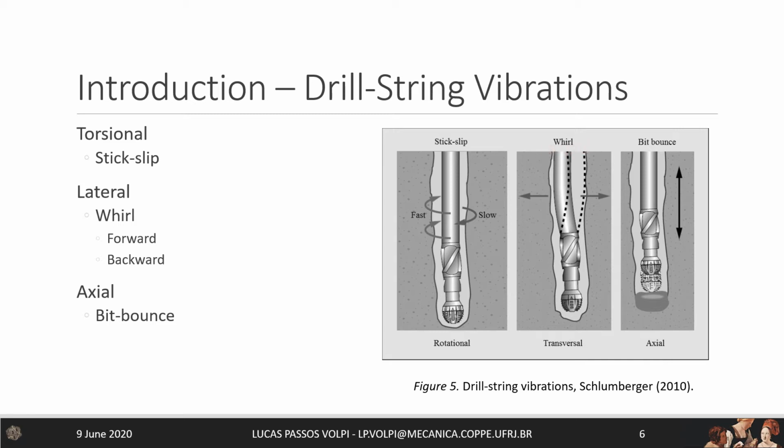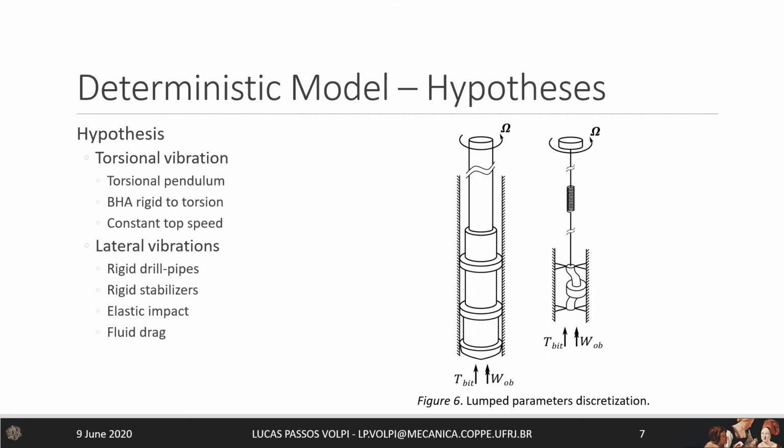The former is mainly harmless and is defined by the translation in the same direction as the rotation applied. The latter is a consequence of the drill string's interaction with a nearby surface, causing a rolling motion in the opposite direction of the rotation applied. At last, there is axial vibration called bit bounce. This type of vibration will not be explored in this work.